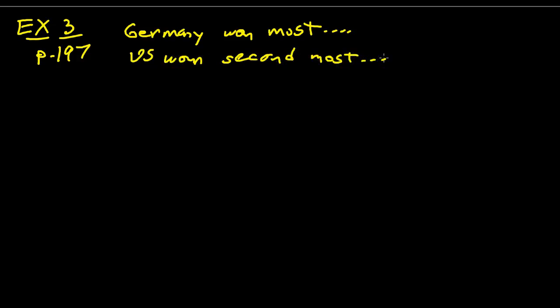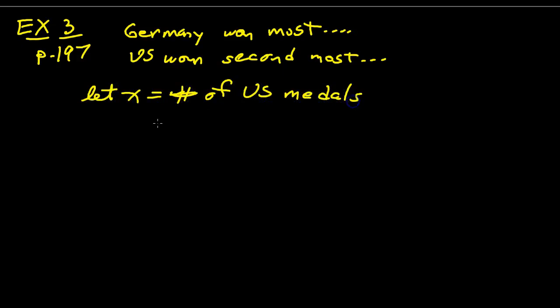All right, and it tells us Germany won 21 less than twice the number of medals won by the United States. 21 less than twice the medals won by the U.S. All right, so I'm going to make a let statement here. Germany's medals are described in terms of the U.S. medals. So I'm going to say let X equal the number of U.S. medals won in those Olympics.